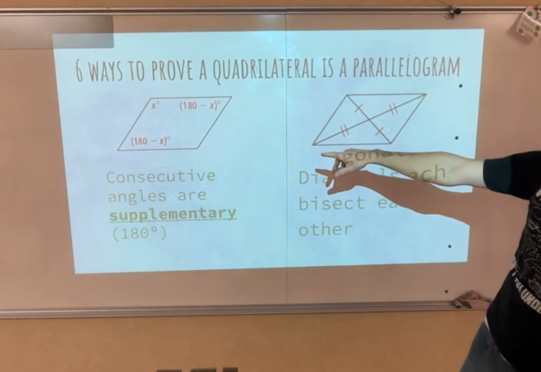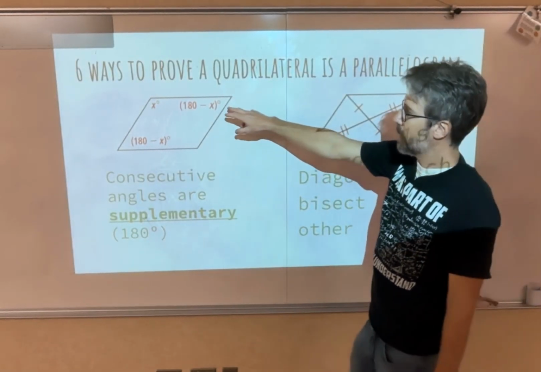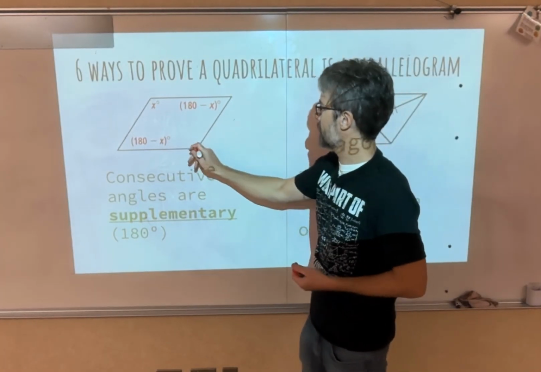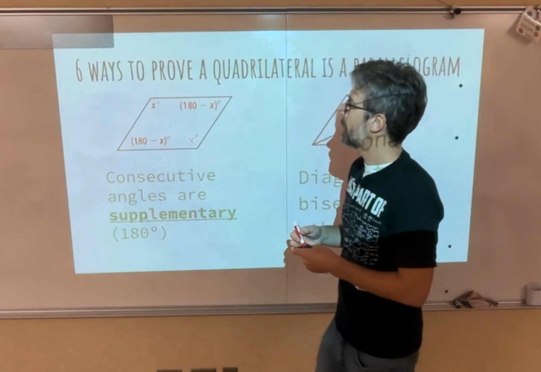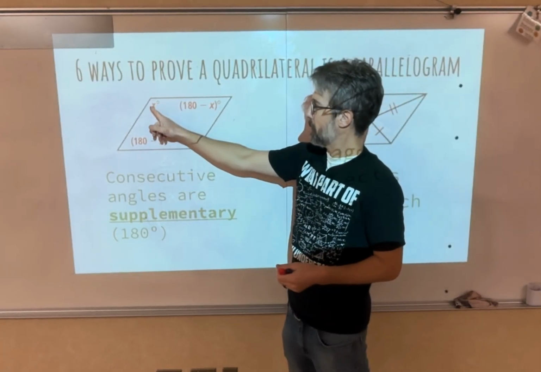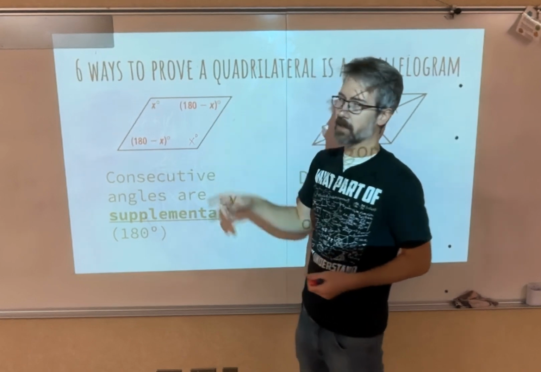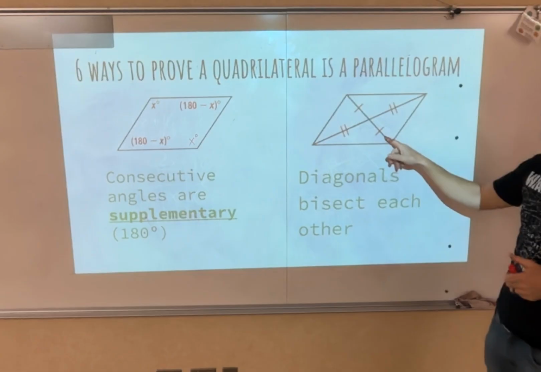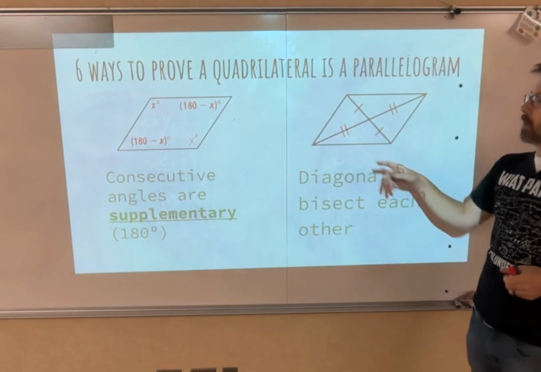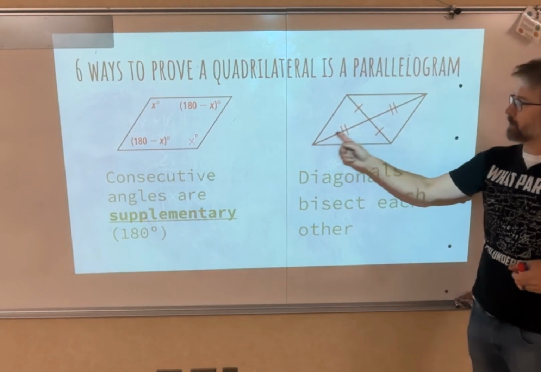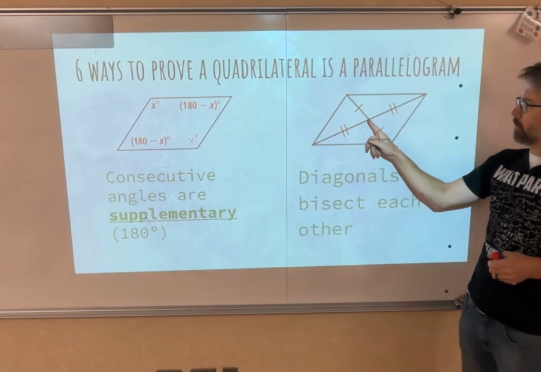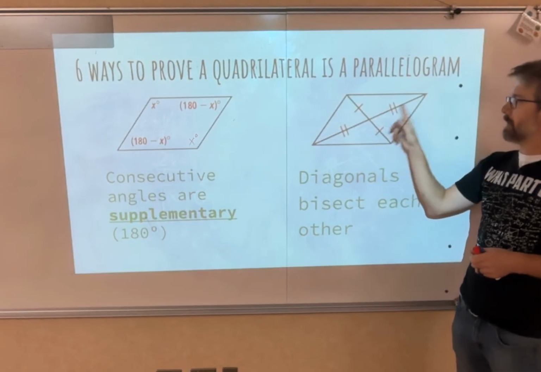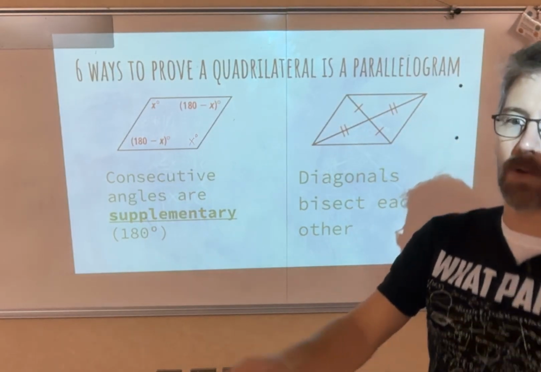Some alternate ways we can do this, 2 more. One, if we know that the consecutive angles add up to 180 degrees, there should be a little X here. So if we know that these 2 are supplementary, we know that it's going to be a parallelogram. And then also if we know that the diagonals bisect each other, right? So if we cross in the middle here and this point divides both of those lines evenly, so half here, and on the other one half here, we know for sure it's going to be a parallelogram.